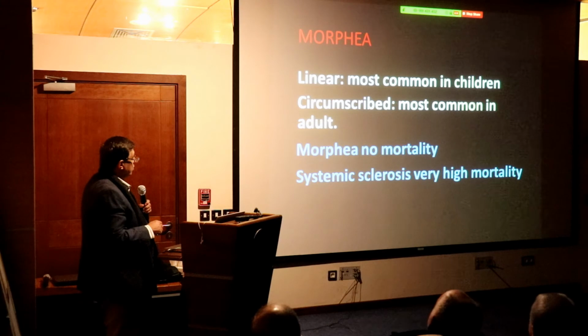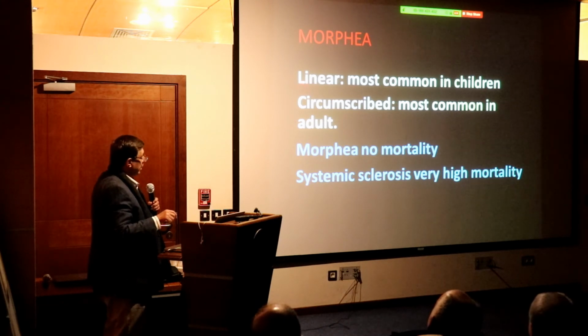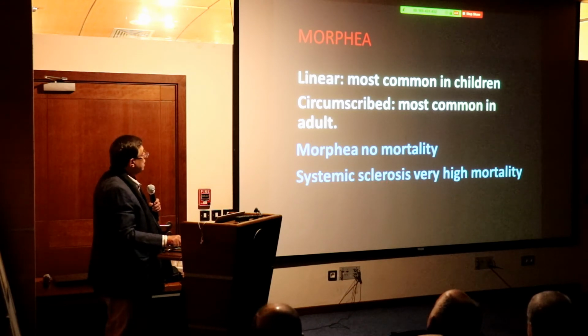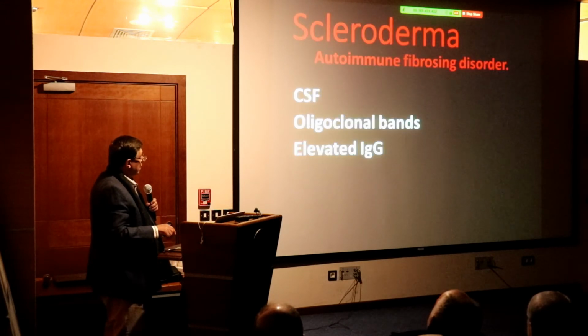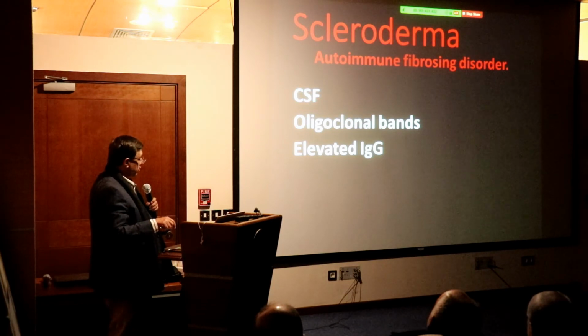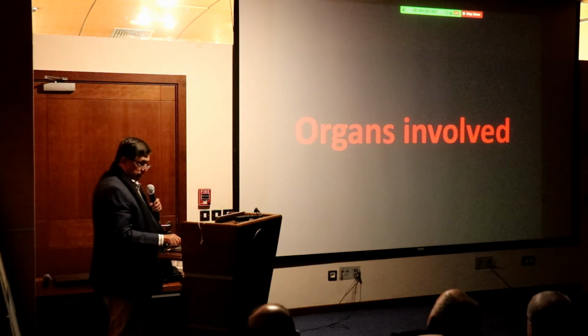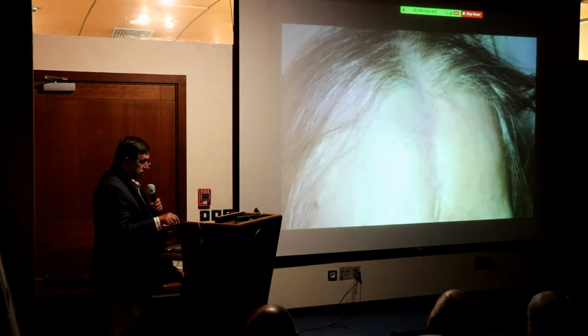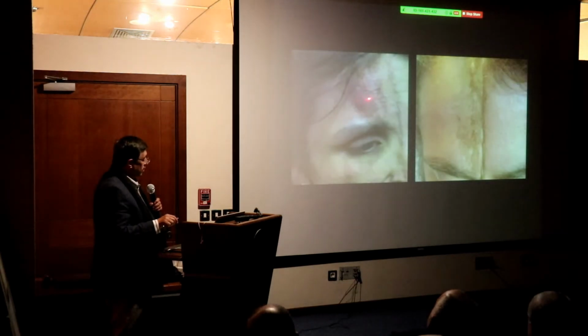So morphea, which Dr. Nadaf alluded to, could be linear, could be circumscribed. Mostly linear is seen in children, circumscribed is seen more in adults. There is no major mortality in morphea, but in systemic sclerosis there is high mortality. So that's the difference between a localized and a systemic one. Again, autoimmune, so you should be doing CSF studies. You will find oligoclonal bands, raised IgG, and the organs involved here are skin, as Dr. Nadaf mentioned. So this is the linear one, and you can see it there and there.